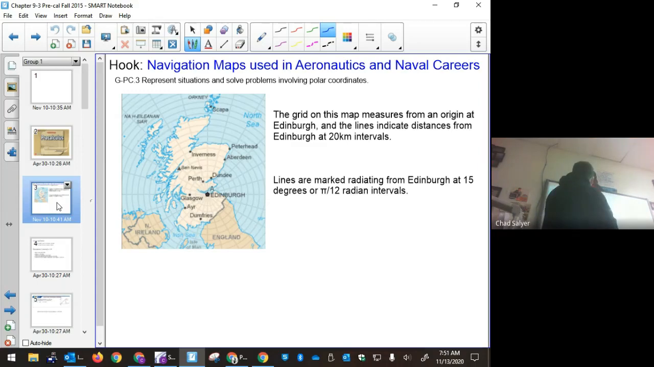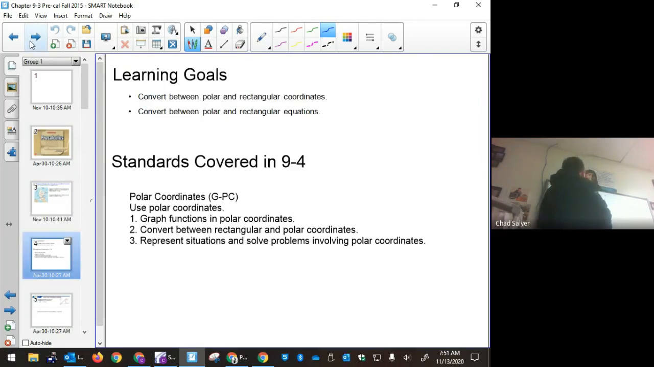Okay, so anyway, that's one way we might apply this idea. We're going to convert between polar and rectangular coordinates, and we're going to convert between polar and rectangular equations. So we're going to take equations from one type and move them to the other, vice versa, and then points also.